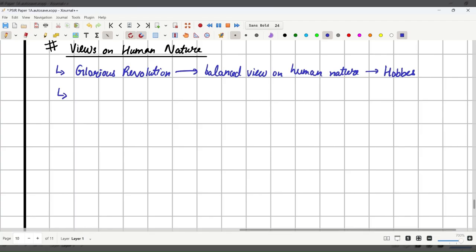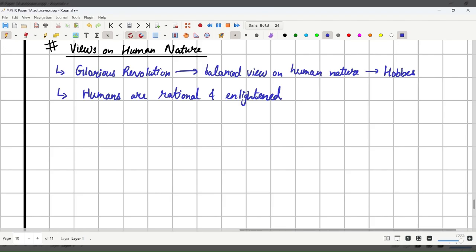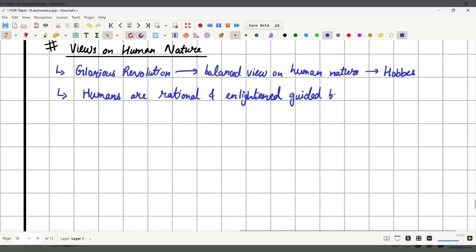First, his view on human nature. According to Locke's view, humans are fundamentally rational and enlightened, unlike Hobbes' view on human nature, and guided by reason. Reason is the law of nature.